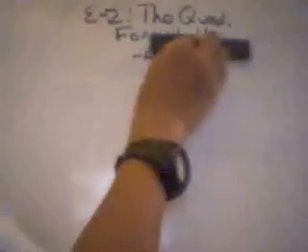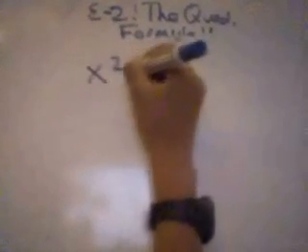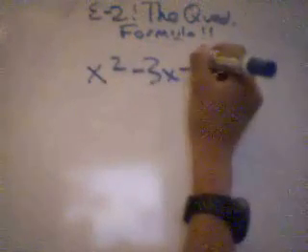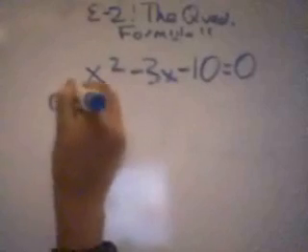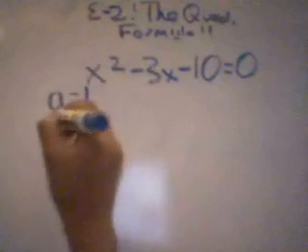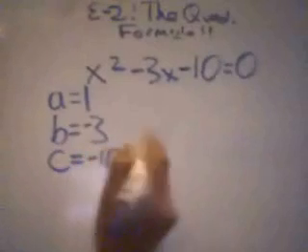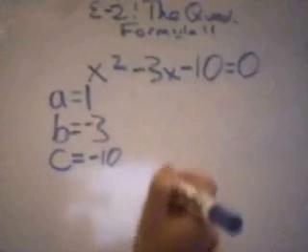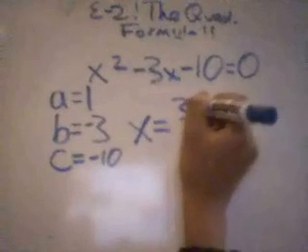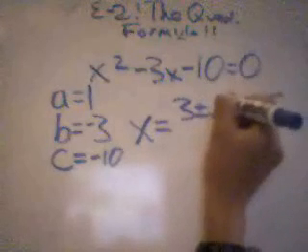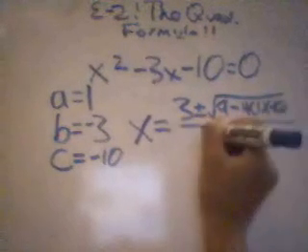Now watch Viet solve this problem. X squared minus 3x minus 10 equals 0. A will equal 1. B will equal -3. C will equal -10. Now use the quadratic formula to solve this problem. All you have to do is plug in the numbers. Over 2.